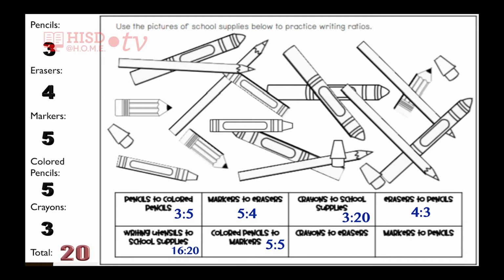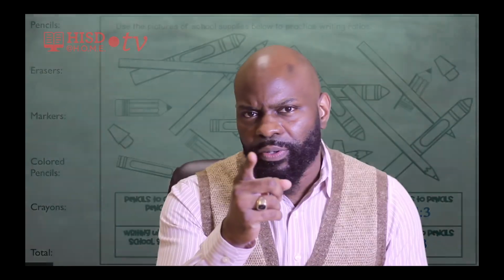Crayons to erasers. There are a total of 3 crayons and 4 erasers. So therefore I put 3:4. But I read it 3 to 4. All right. Markers to pencils. There are a total of 5 markers and 3 pencils. So I wrote 5 to 3. And there you have it. We both solved this together. You guys are brilliant. I couldn't do it without you.